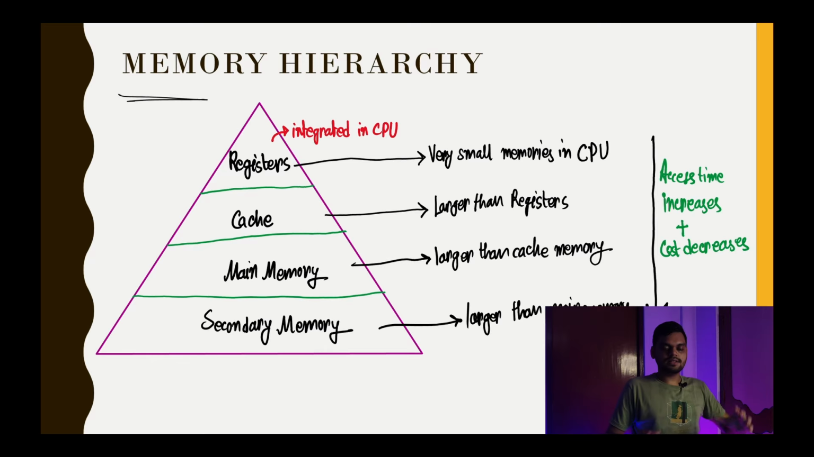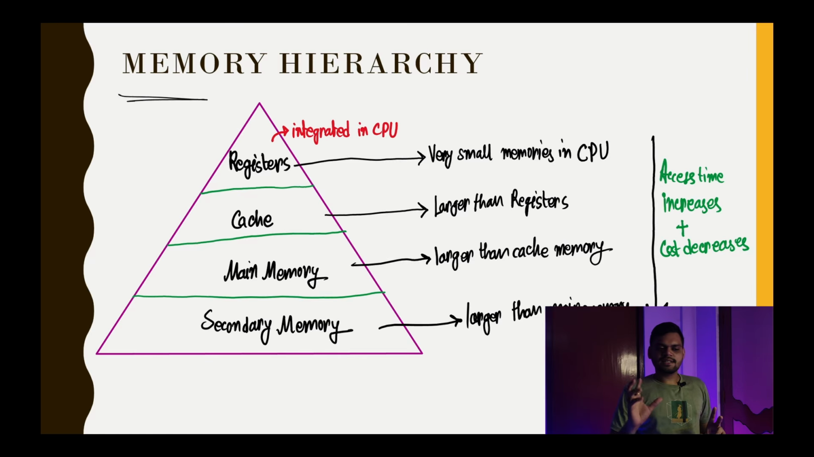After that, we have secondary memory, which is also much larger than main memory. This is like forming a triangle of memory hierarchy: registers, cache, main memory, secondary memory. After that, if secondary memory also gets filled with data, then we have tertiary memory. We can further increase the memory. So this is actually the memory hierarchy.